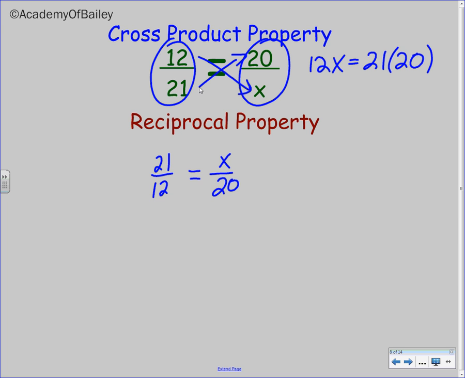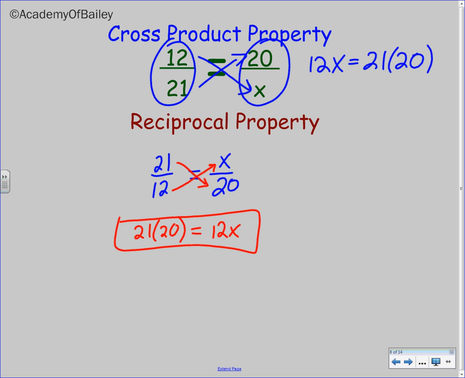Now, why does this hold true? Because if we still go ahead and cross multiply here, do the cross product property, we get 21 times 20, which is equal to 12 times x. And you notice how these two things are the same. So that's the reciprocal property for you.